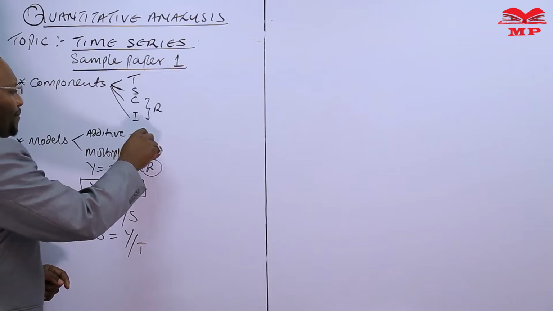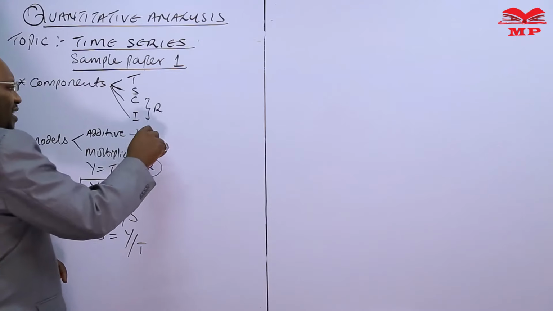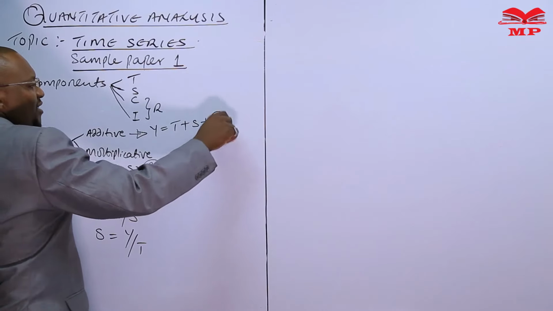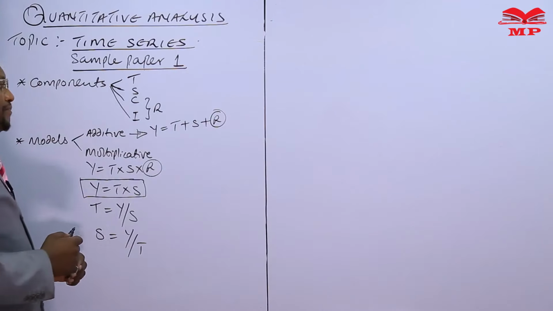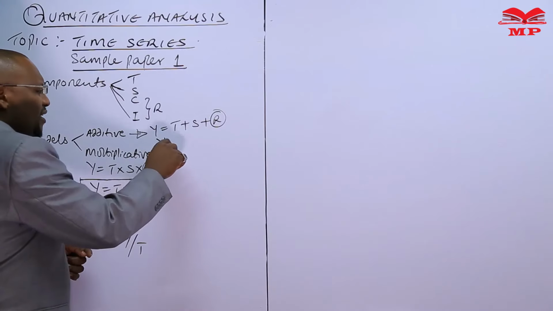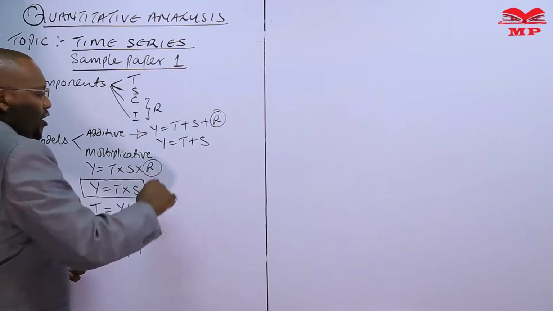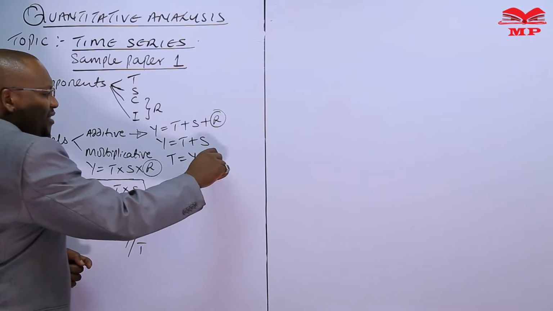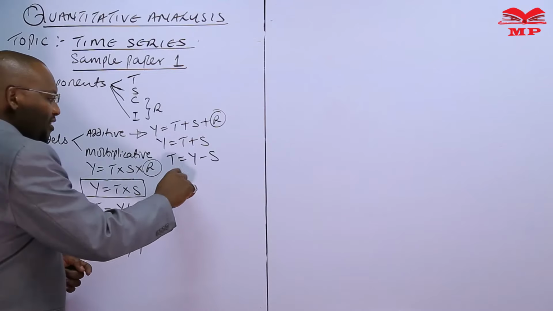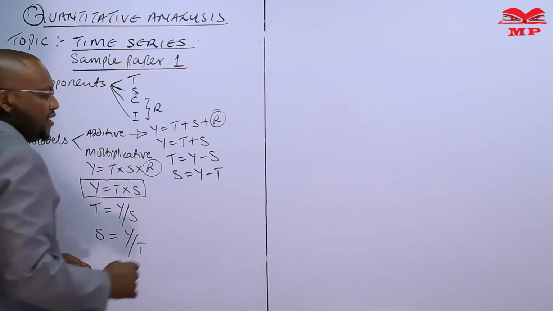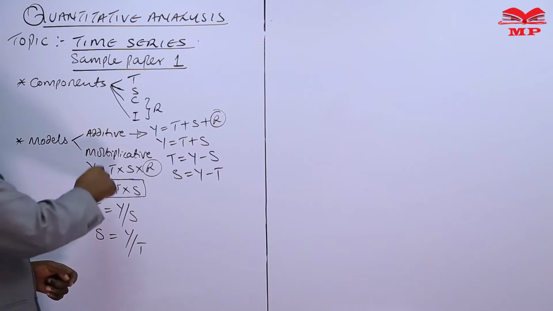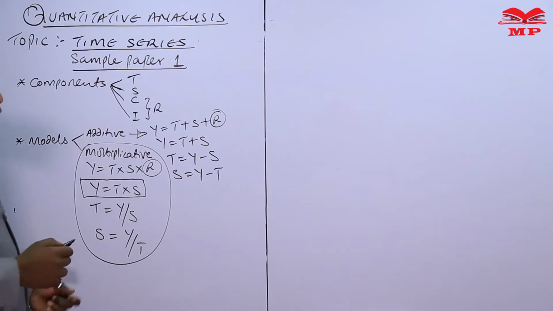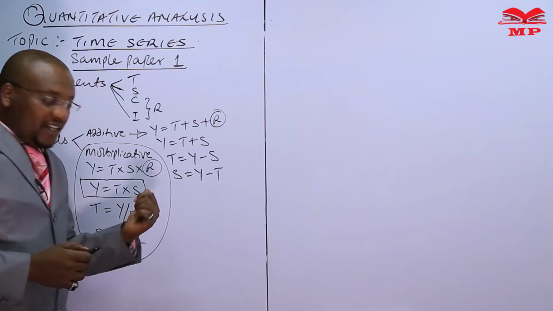But if it is the additive model, we say that Y equals T plus S plus R. If R is constant, then Y equals T plus S. Should we want to get the trend, we get Y minus S. Should we want to get the season, we get Y minus T. That's how. We are going to use the multiplicative model in our question and see how all these are involved.